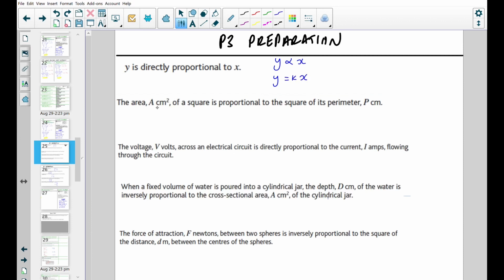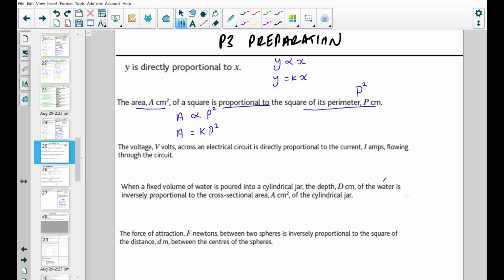Second one, the area A of a square is proportional to the square of its perimeter. The square of its perimeter is written as p squared. Then A is proportional to p squared, therefore A equals k p squared.